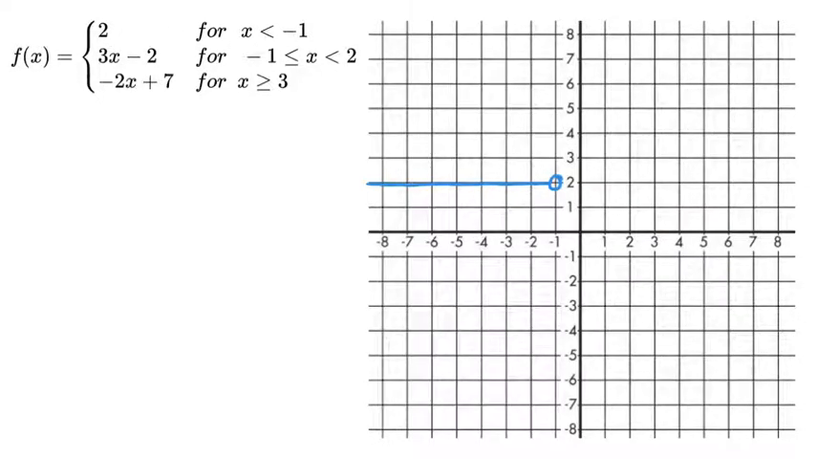All right, and the reason for the open circle is because you said less than -1, not less than or equal to. So next we're going to graph this function, 3x minus 2, for the interval -1 to 2.